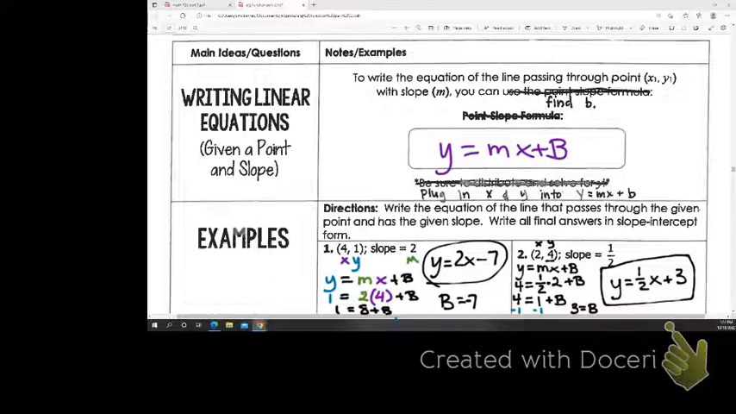So we're finding the y-intercept, and then we can write the equation. But to write the equation, we need to know the slope, and we need to know the y-intercept, because we need numbers in that m and b position.